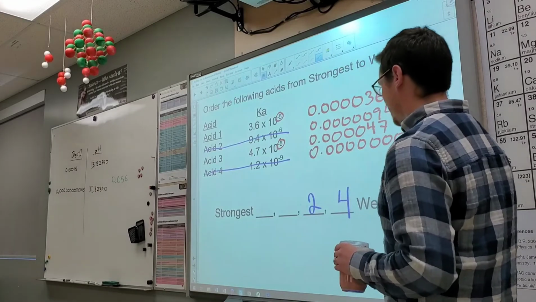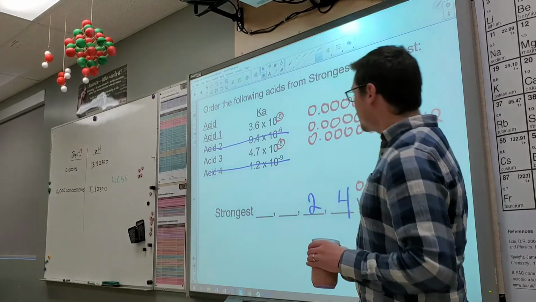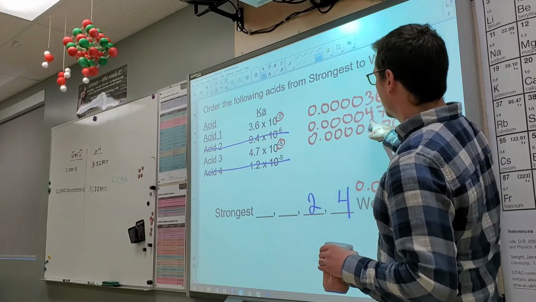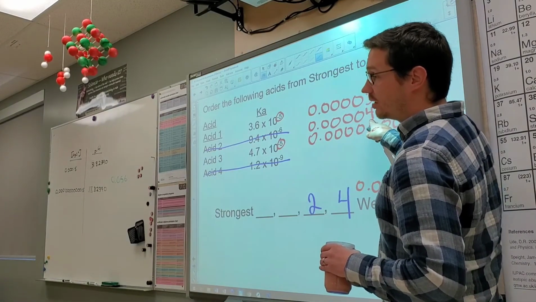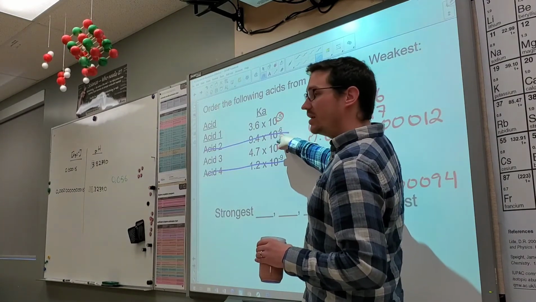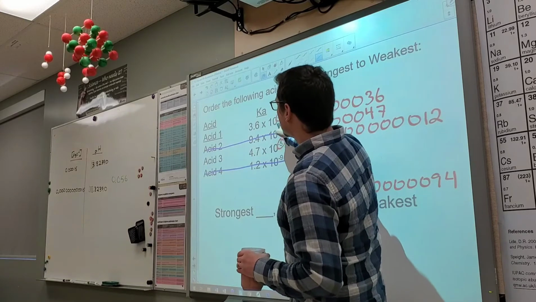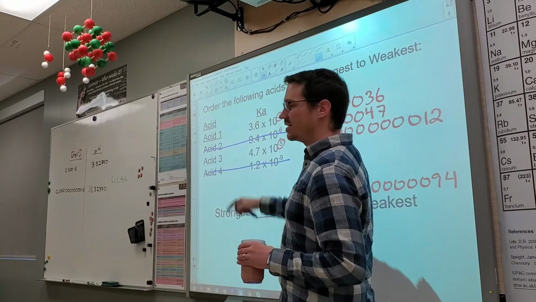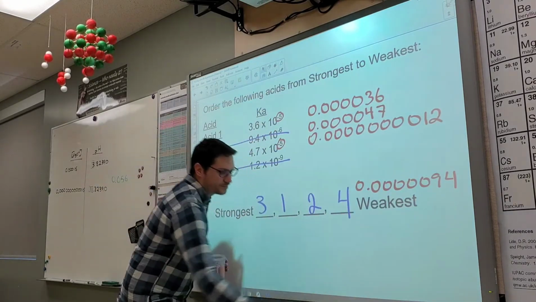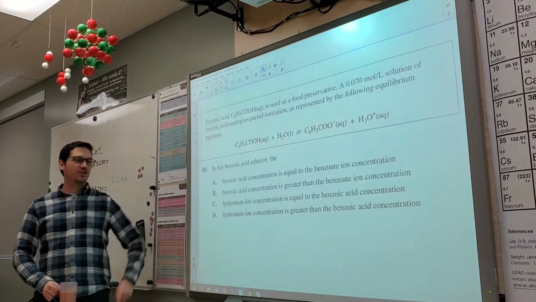Then let's take a look at this. Which one of these is bigger? Is acid number 1 bigger or is acid number 3 bigger? Number 3. Acid number 3. Does that make sense? You're looking for the smallest negative exponent, but you're also looking for the largest number. Look for the smallest negative exponent first, then the largest number if there's a tie. So this should be 3, 1, 2, 4. That's going to come up eventually, okay? It's going to show up.